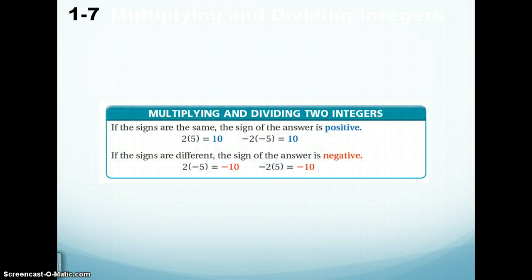The rules for multiplying and dividing integers are very straightforward. If you have two integers that are both positive, you get a positive answer. If you have two integers that are both negative, you also get a positive answer. If the signs are different, then the sign of the answer will be negative. This is when we're dealing with an even amount of integers.